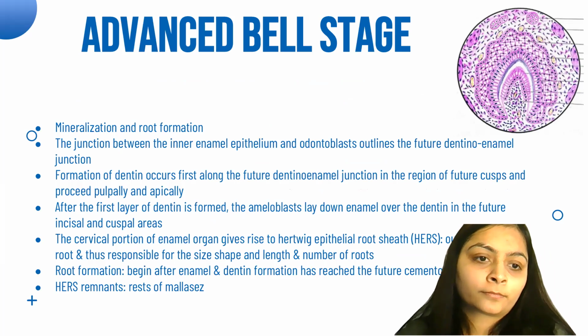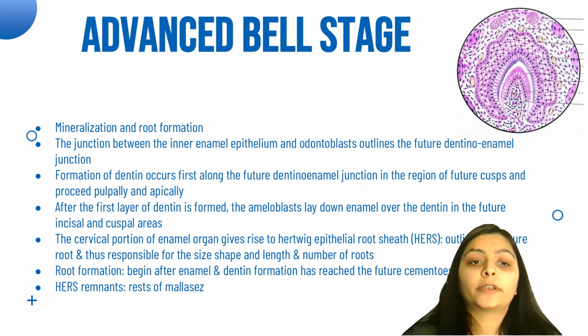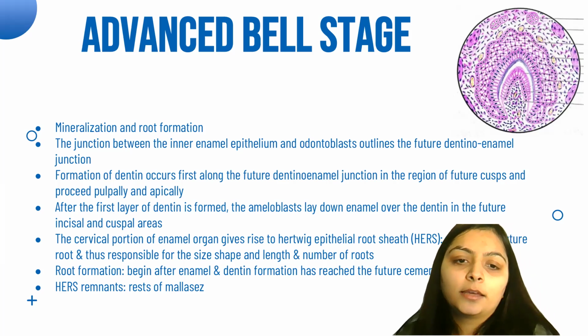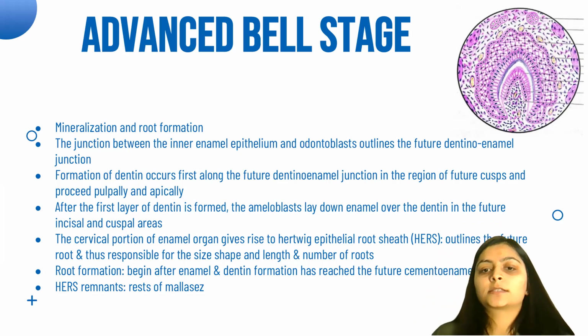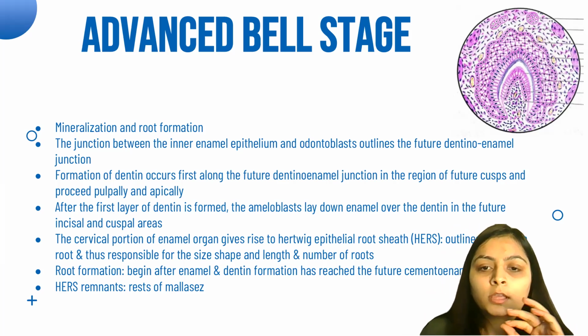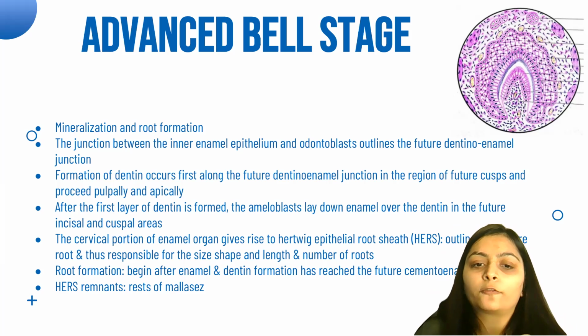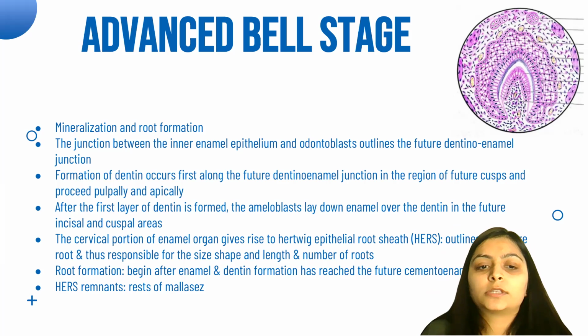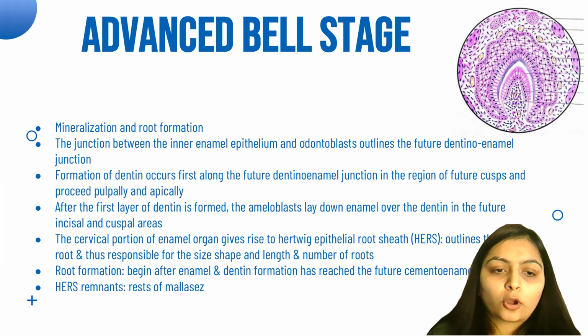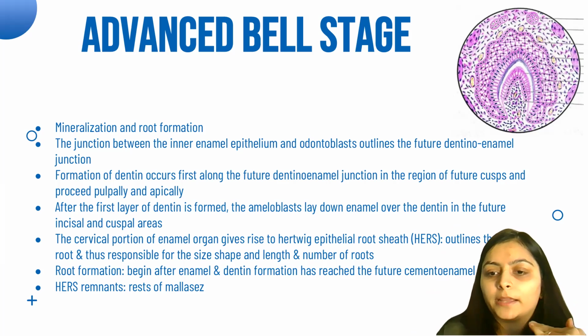grasp everything. In this stage, mineralization and root formation will begin. The junction between the inner enamel epithelium and odontoblasts outlines the future DEJ. The dentinoenamel junction will form. Formation of dentin occurs first along the future DEJ in the region of the future cusp and proceeds pulpally and apically. After the first layer of dentin is formed, the ameloblasts start to lay down enamel over the dentin in the future incisal and cuspal area.